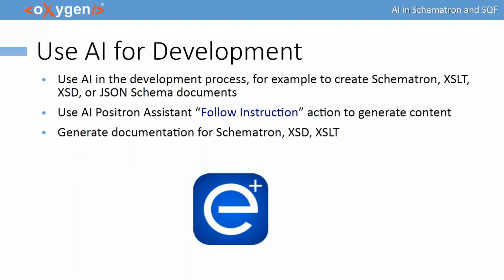You can use AI also for development. And here you can use AI to generate content, for example, to generate Schematron, XSLT, XSD, or JSON schema documents. For this, we provide the follow instruction action that is available in the AI Positron Assistant. And you can use it to generate the content based on a comment that is added in the document. Just have a comment there and then use the follow instruction, or based on the selected text. You can also generate documentation for this type of documents, and I'll show you some example how you can do this.